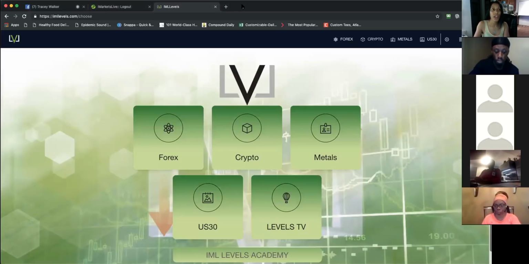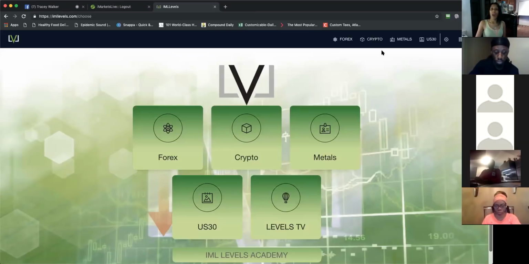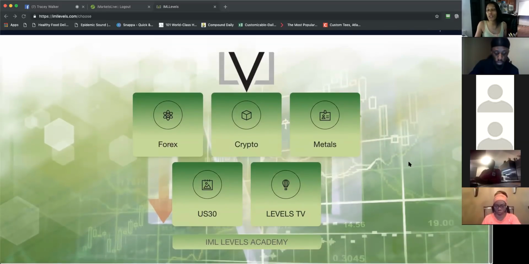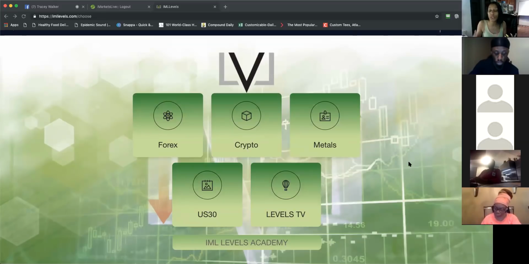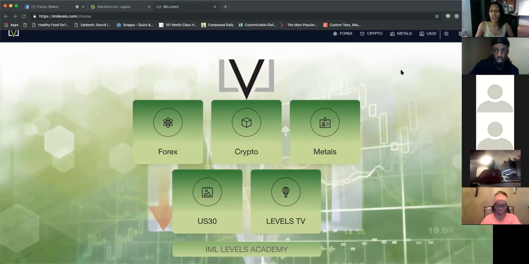All right, so now we are here inside of our levels scanner. Like I said, this is one of my favorite tools to use because of the simplicity, especially for new people. For not so new people, it's amazing as well, but especially for new people, there is no reason why you can't win your trades and be successful. So essentially what you'll do is you'll log in.